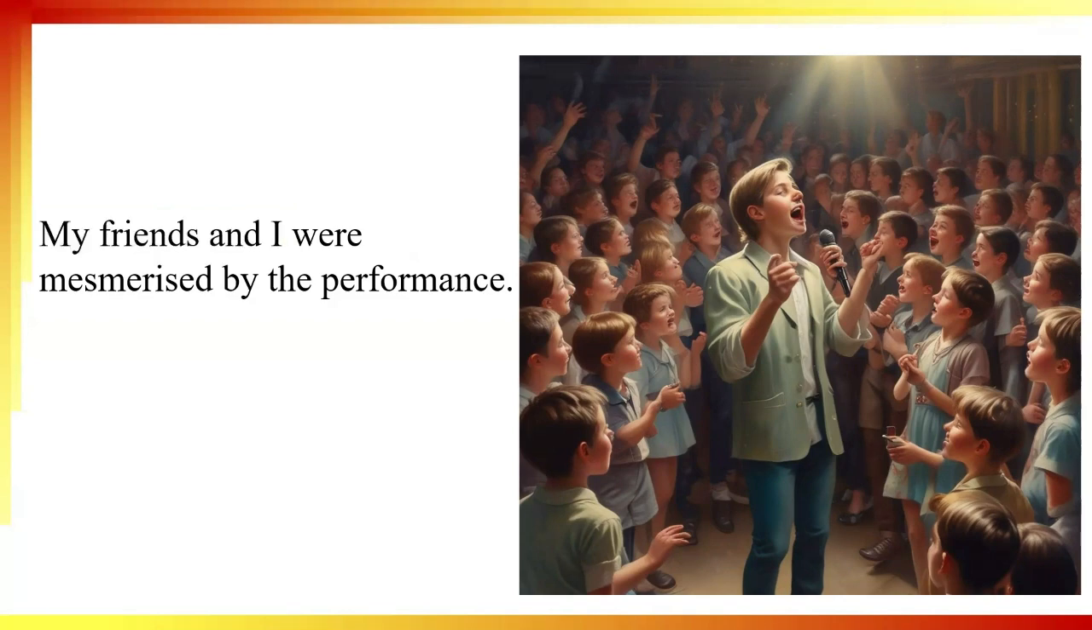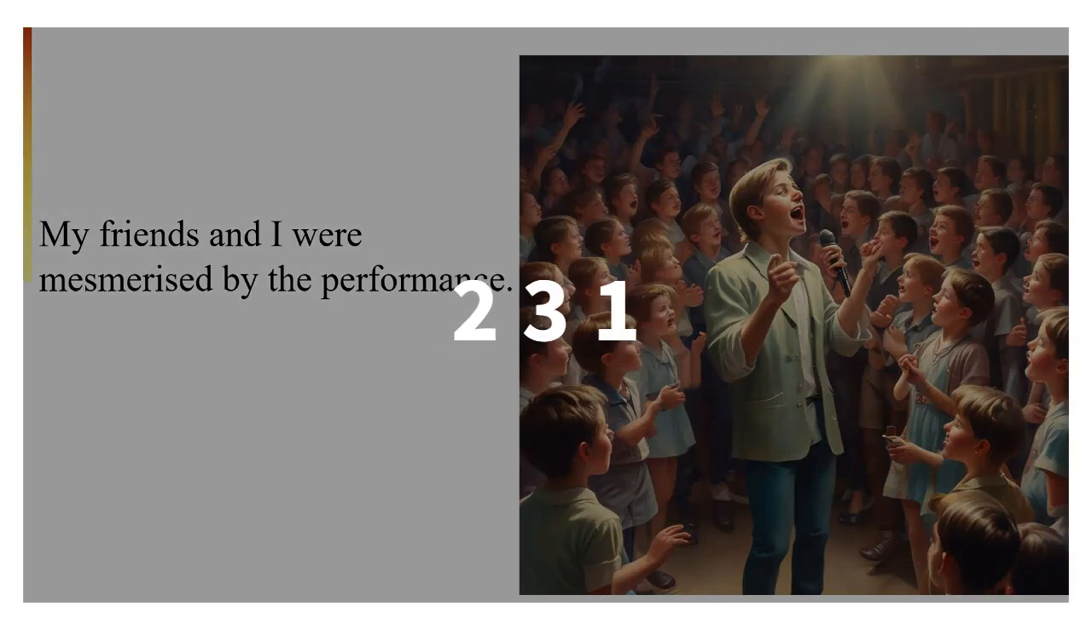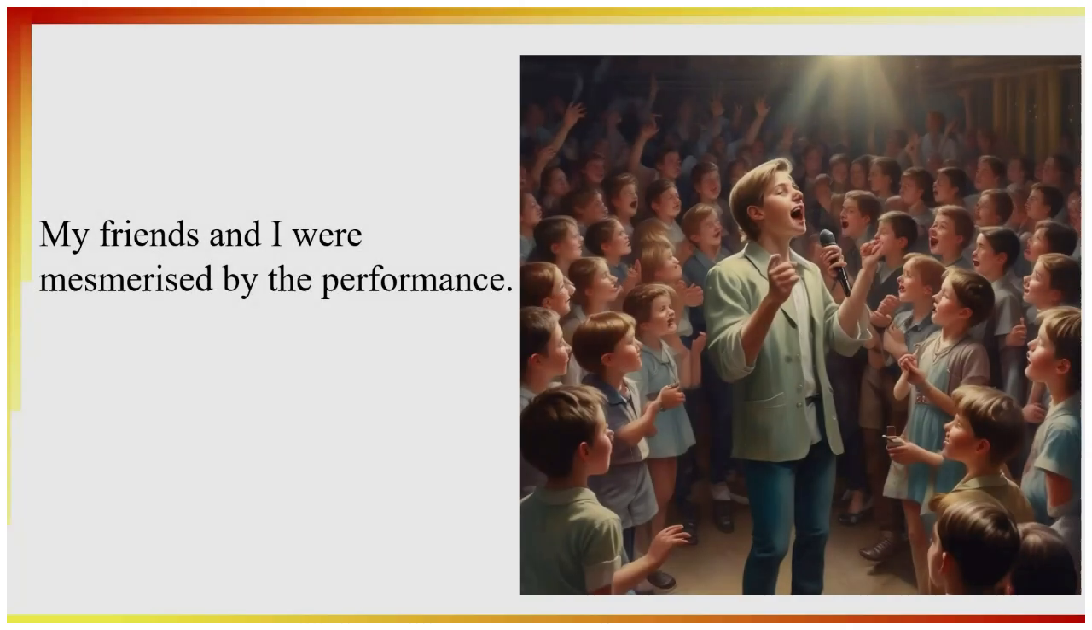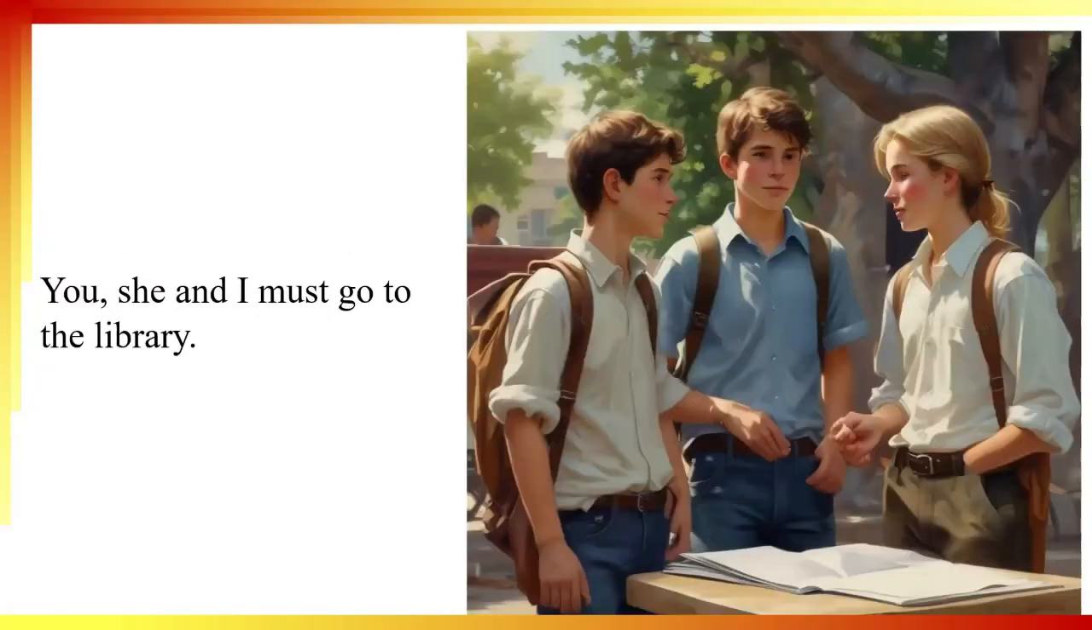Now, a question. What if we have the first person pronoun, second person pronoun, and the third person pronoun in the same sentence? And for that, remember the correct order is 2, 3, 1, which means first we write the second person pronoun, then the third person pronoun, and then the first person pronoun. For example, here is a group of 3 students and they are talking to each other. So somebody says, you, she, and I must go to the library.